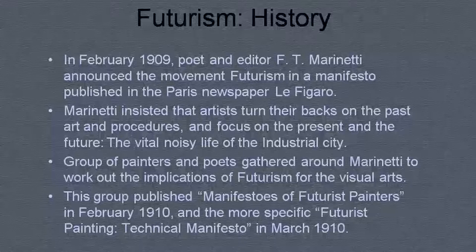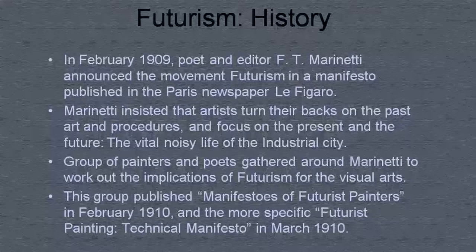So in February 1909, the poet and editor F.T. Marinetti announced the movement Futurism in a manifesto published in the Paris newspaper, Le Figaro. Marinetti insisted that artists turn their backs on past art and procedures and focus on the present and the future, the vital, noisy life of the industrial city. So the futurist artists were supposed to celebrate industrialization, technology, speed, motion, movement, making, and as I said, even war. A group of painters and poets gathered around Marinetti to work out the intricacies of futurism for the visual arts. And the group published the Manifesto of Futurist Painters in February 1910, and the more specific Futurist Painting: Technical Manifesto in March 1910.